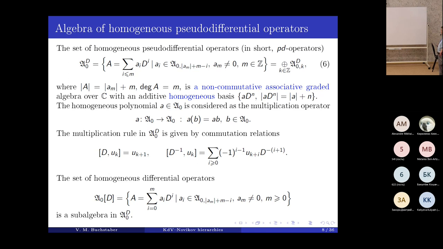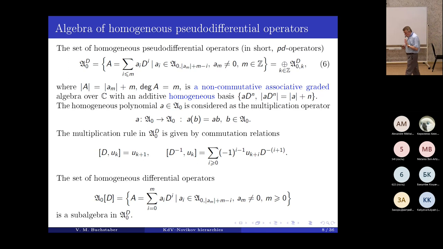And any homogeneous polynomial from U considered as multiplication operator. So, how can we describe the algebraic structure of the algebra of homogeneous pseudo-differential operators? Very simple. You must describe the commutator between multiplicative generators. And the formula is very nice: the commutator of d^k and u, but if you consider d^-1 and u_k, you obtain such an answer. Of course, the set of homogeneous differential operators is a subalgebra.